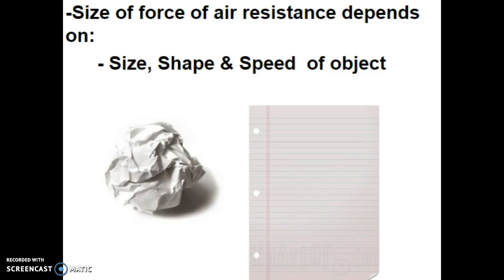If you crumple that piece of paper up, it still has the same mass. You're not changing its mass. You're changing its volume, so you're making it into a smaller shape. The air resistance is going to be a lot less on the crumpled ball of paper, so it will fall through the air faster.